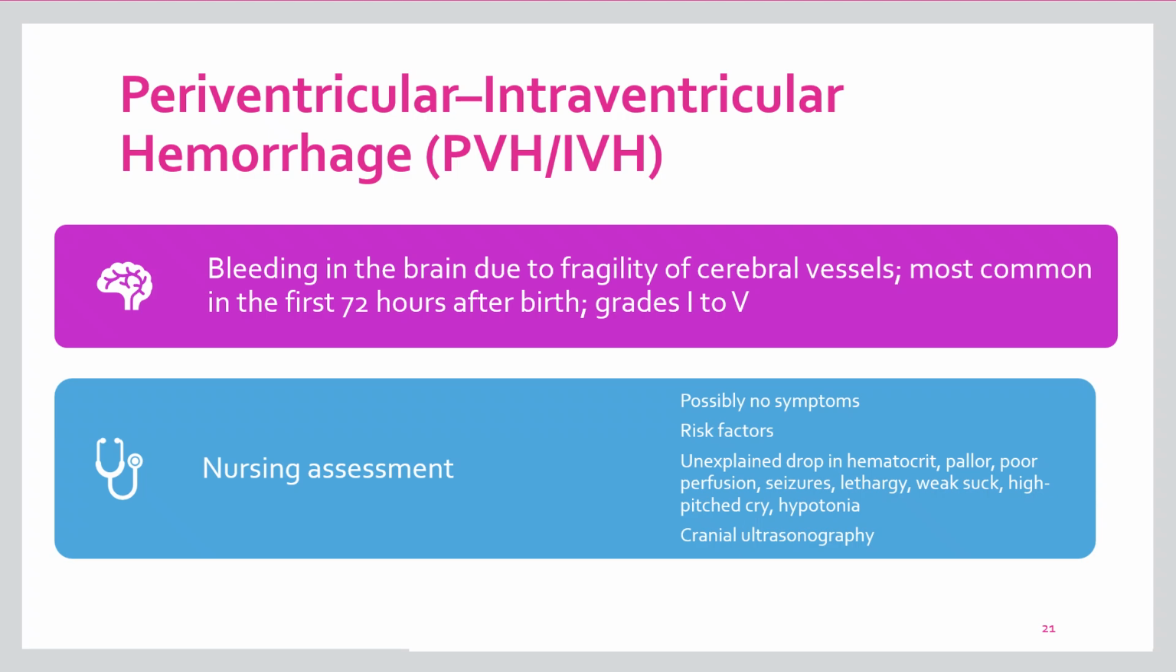Possibly no symptoms, sometimes you don't see any symptoms. Risk factors: unexplained drop in hematocrit. You can see nothing because it's inside the brain, so you may not see any hematoma or anything. The bleeding is happening inside the brain. So unexplained drop in hematocrit, so hemoglobin and hematocrit can be reduced. Baby looks paler because baby is bleeding. Poor perfusion, seizures, because the blood is bleeding into the brain, so that can cause seizures.